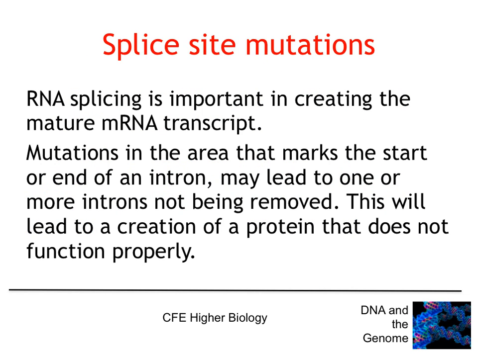So that was our gene mutations. We're going to go on and have a look at splice site mutations. Now remember that you've got RNA splicing, which creates your mature mRNA transcript. Now if you've got mutations in the areas that mark the start or the end of an intron, then you can have one or more introns not being removed, and that will make a protein that doesn't function properly.